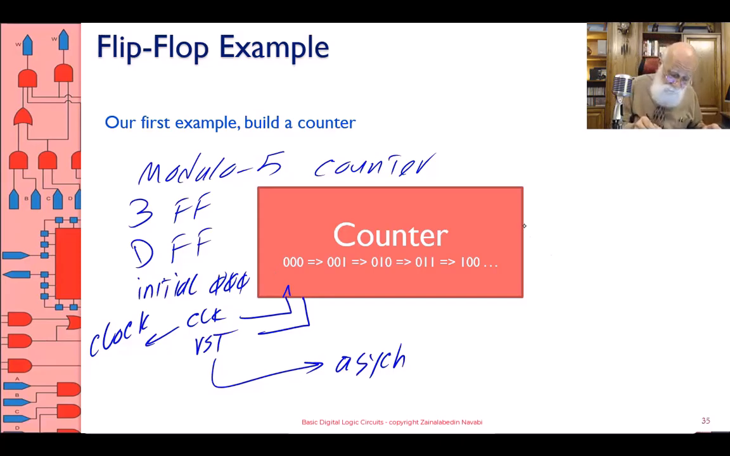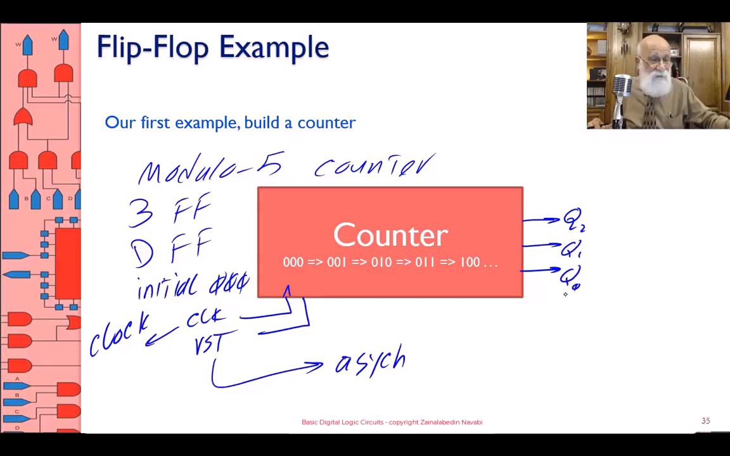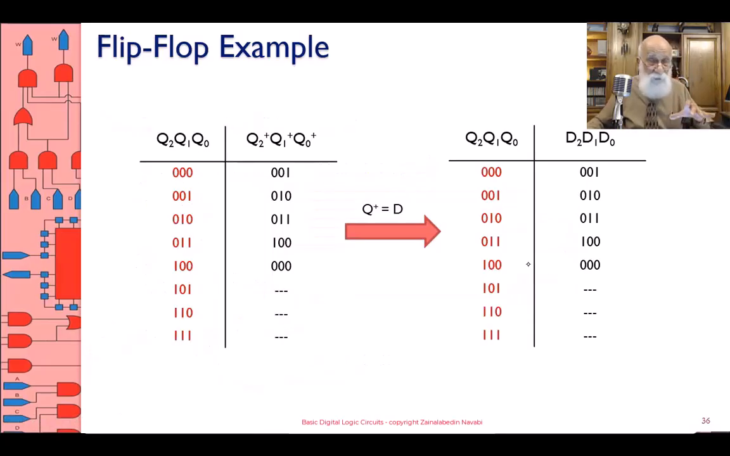And so the counter has 3 outputs. I'm using 3 flip-flops, and Q2, Q1, Q0. They come directly from flip-flop outputs. Okay, so that's the definition of my problem. Let's get a little bit more inside the counter and show the behavior of the counter with the transition table.